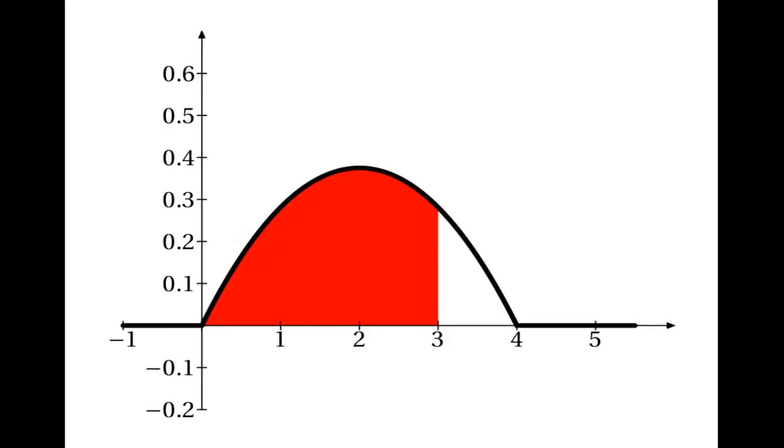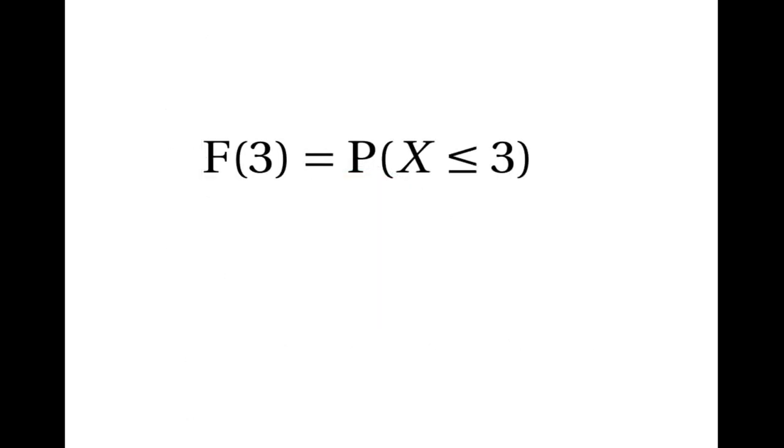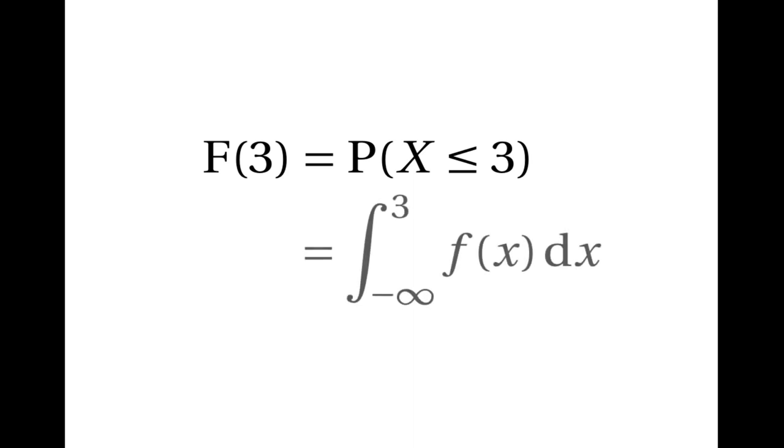Now you know that if we look at the graph of the probability density function, then the probability that x is less than or equal to 3 is this area here, the area underneath the graph up to x equals 3. So F of 3 is this area, the area under the graph of the probability density function up to x equals 3. So F of 3, being the probability that x is less than or equal to 3, is the integral of the probability density function up to the limit x equals 3.